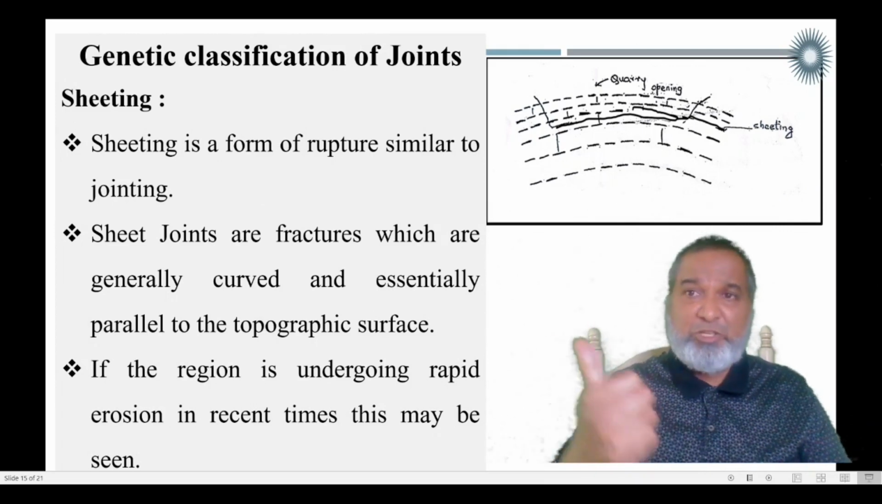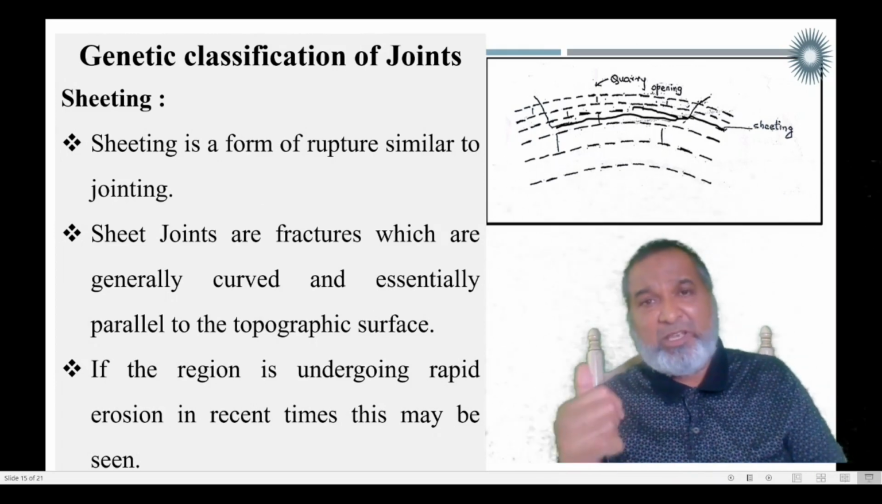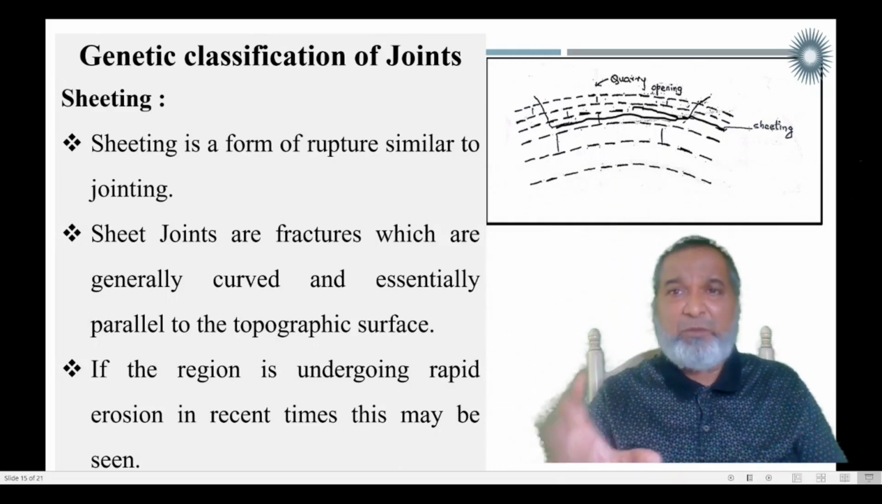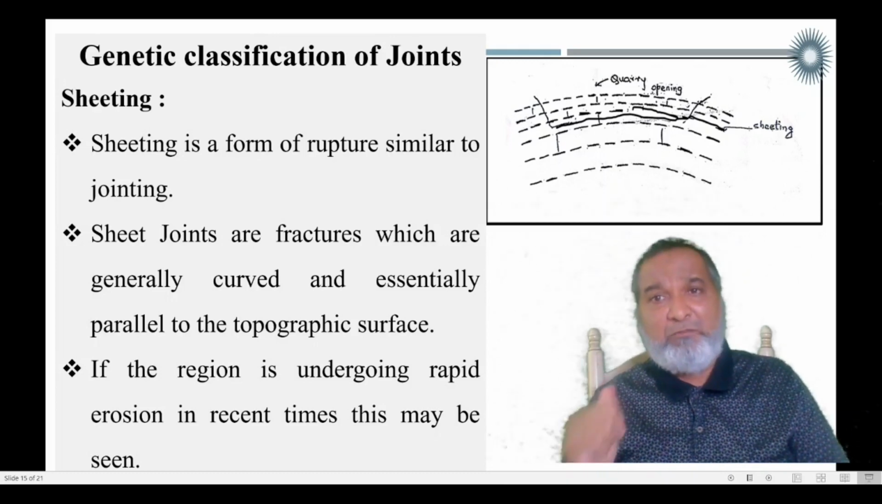Cheating joints, columnar joints, and sheeting joints. These are the two important topics from this, and the rest will be for 1 mark. You have to prepare those topics for 1 mark.